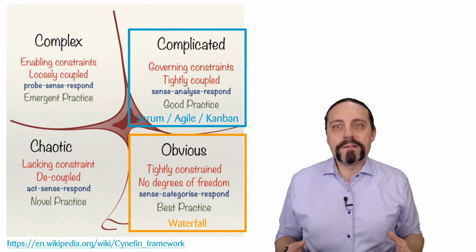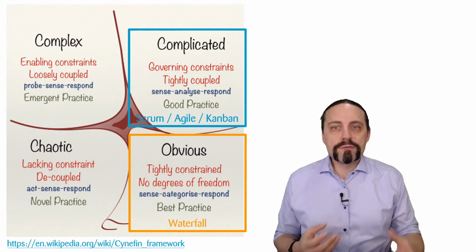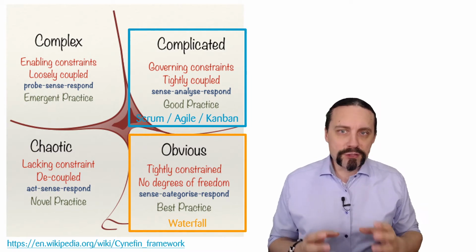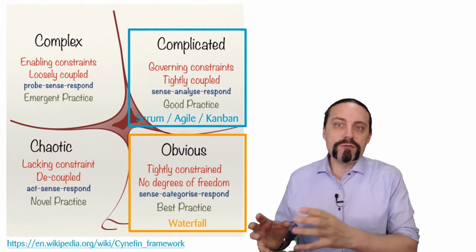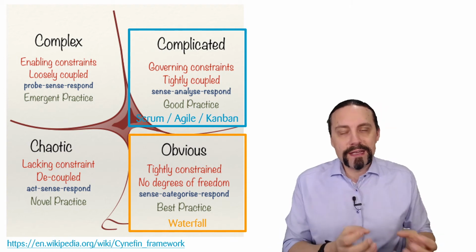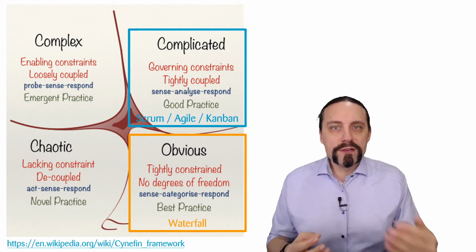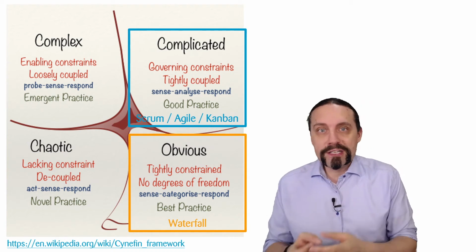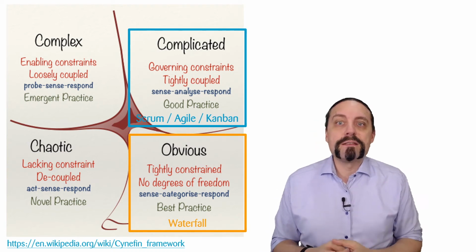In a complicated domain, we can use Scrum, Agile, Kanban. In this area, waterfall is not so good because we need to go and first sense, then do the analysis and then respond to certain changes. So there, a Scrum approach or an Agile or a Kanban approach is best suited.